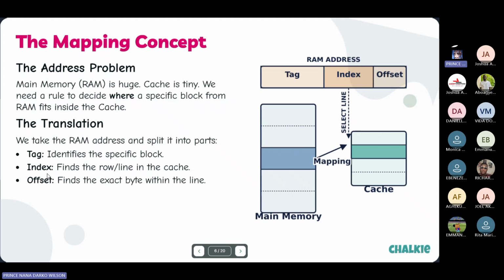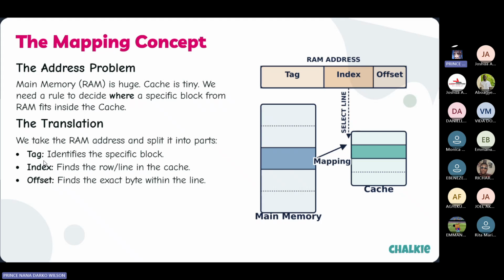The index is known as the line index. Now let's take the tag first. It says the tag identifies the specific block. So if I go into the RAM and I am pulling out data, the tag tells us what exactly we have taken. It also checks to see whether we have taken the exact thing that needs to be taken.